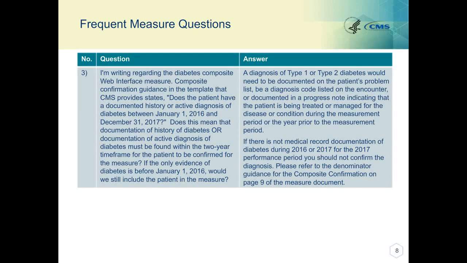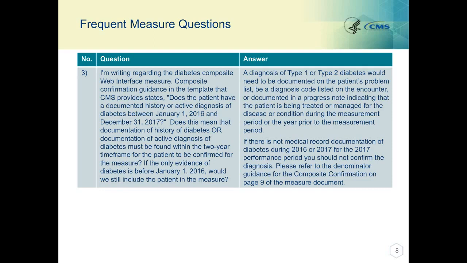And a third question on the eye exam. I'm writing regarding the diabetes composite web interface measure. Composite confirmation guidance in the template that CMS provides states, does the patient have a documented history or active diagnosis of diabetes between January 1, 2016 and December 31, 2017? Does this mean that documentation of history of diabetes or documentation of active diagnosis of diabetes must be found within the 2-year time frame for the patient to be confirmed for the measure? If the only evidence of diabetes is before January 1, 2016, would we still include the patient in the measure?